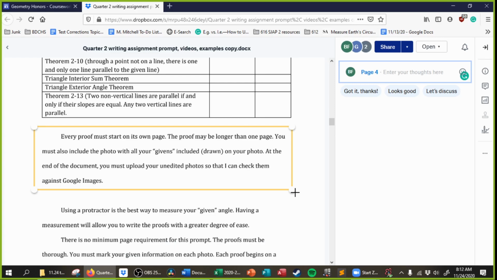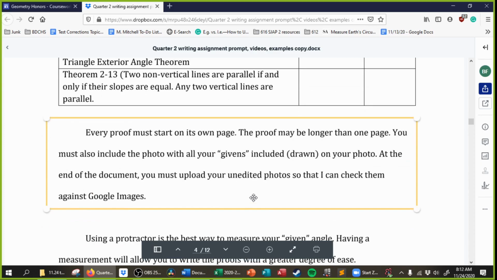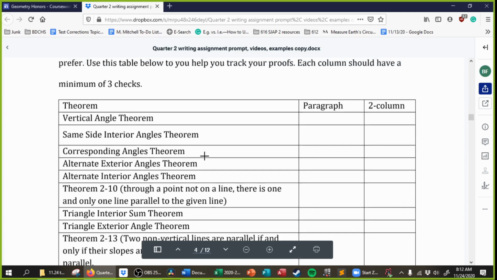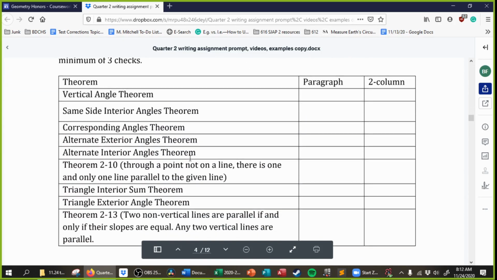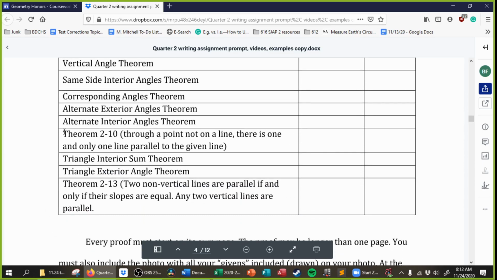But just one extra layer of you showing me that you are good to go is that you create a page break so I know that you intended to stop there. All 9, every proof needs its own original photo. So if I'm looking at this, I would walk around and here I would find a photo for vertical angles theorem. I cannot use that photo again, so I have to make sure that I have 9 original photos, one for each theorem that we have to cover.